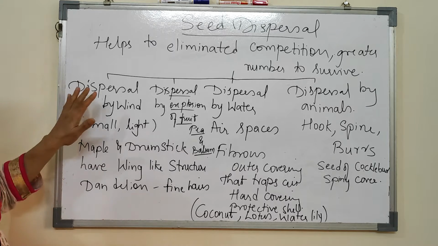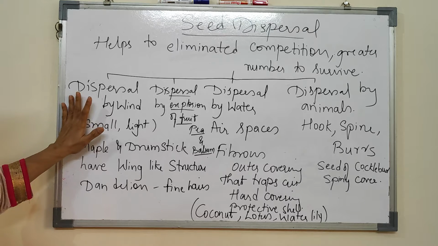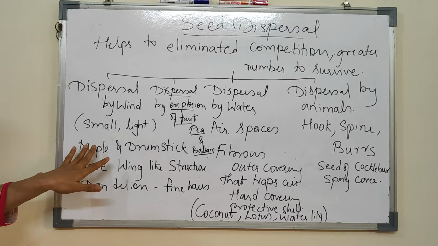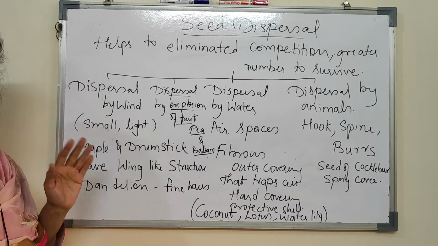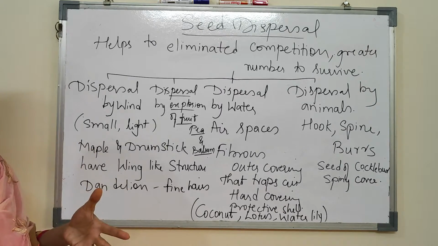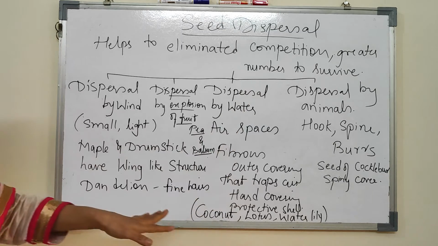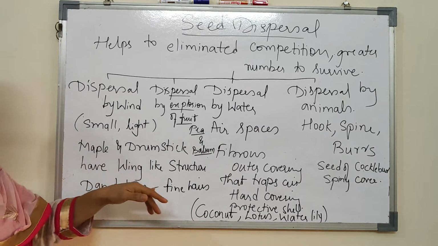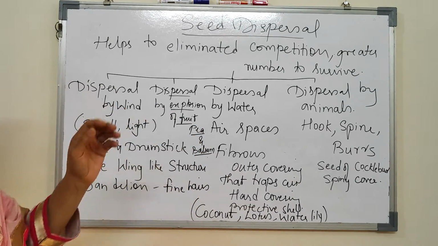Small seeds can be carried by the wind. Plants which have small seeds, small and light, the examples given in your textbook are maple and drumstick. They are very small, but they have developed structures which will make them fly with the wind. So they have wings, wing-like structures. Dandelion has fine hairs that will also make it fly with the wind.